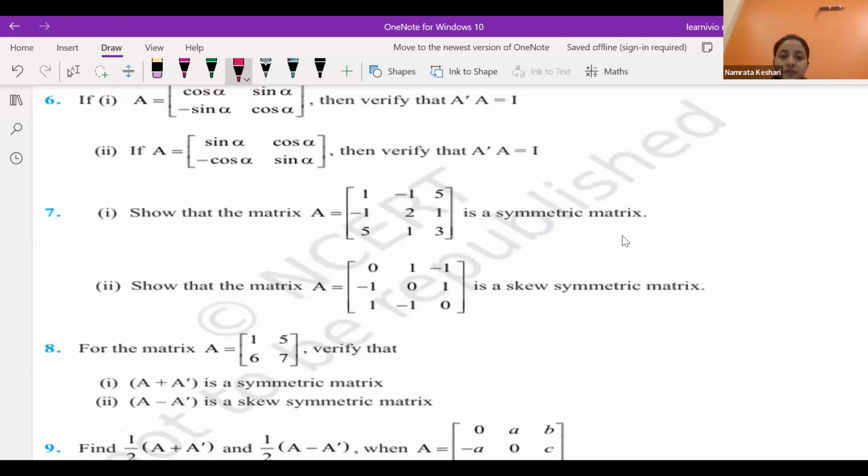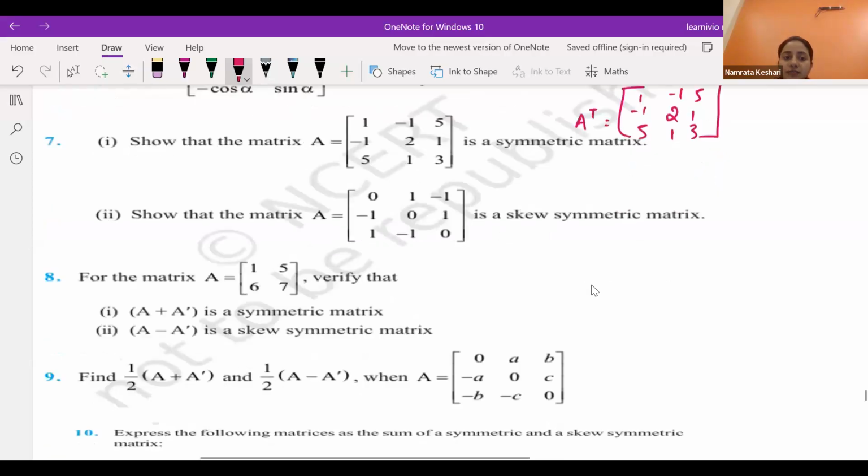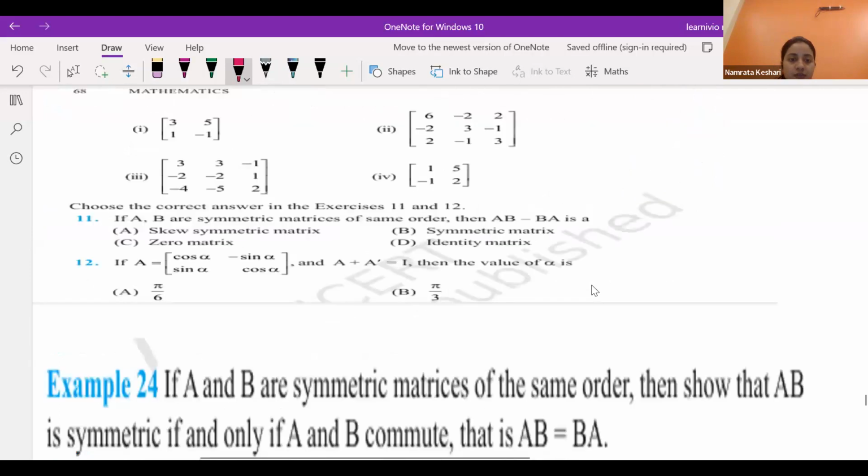We'll change the rows into columns, and we'll check if they match. So if it matches, that is 1, -1, 5, -1, 2, 1, and here we'll be having 5, 1, 3, right? Yes, and it is symmetric, right? It is. Yeah, just a moment.